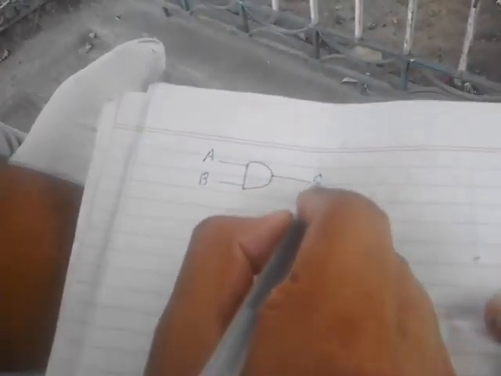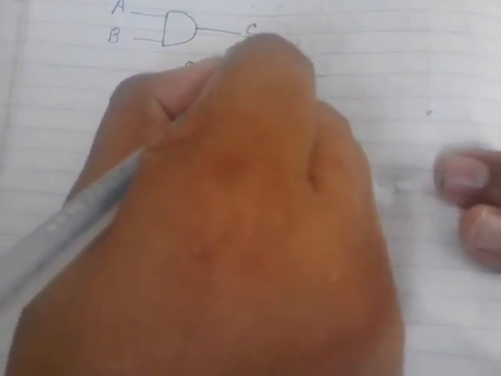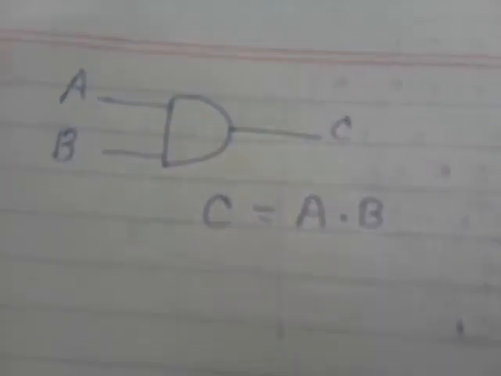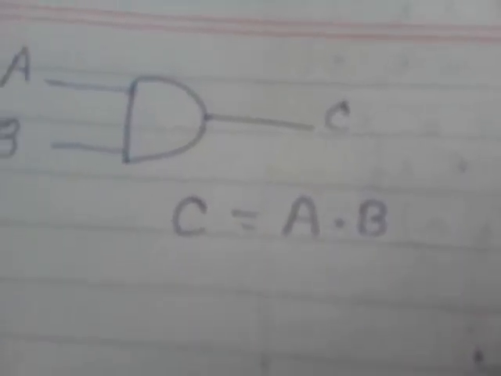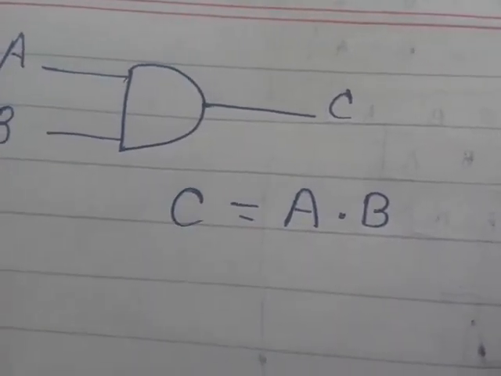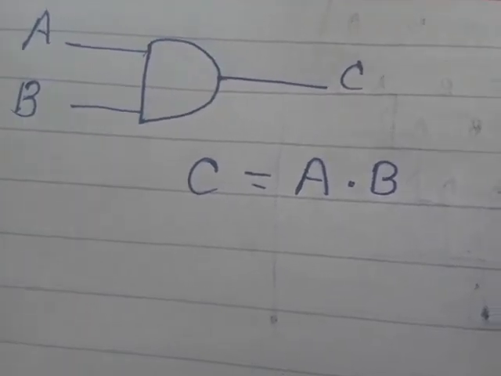Let us assign the two inputs as A and B and the output as C. The mathematical way of writing this is C equal to A period B. Period means dot. It's how we represent the AND gate. C is equal to A dot B. C is equal to A and B. This is how we represent the AND gate.